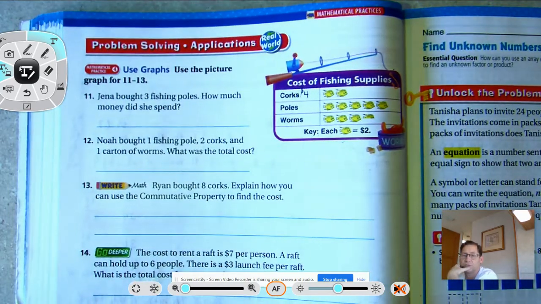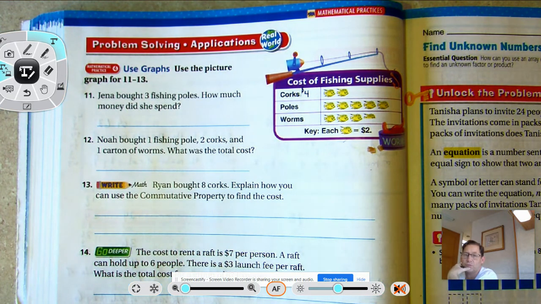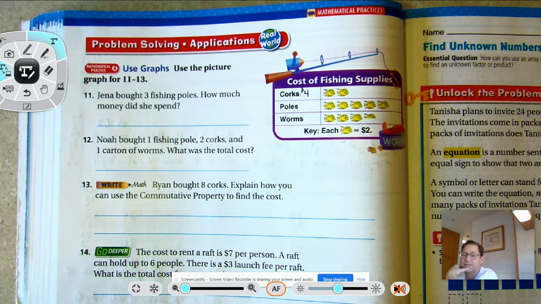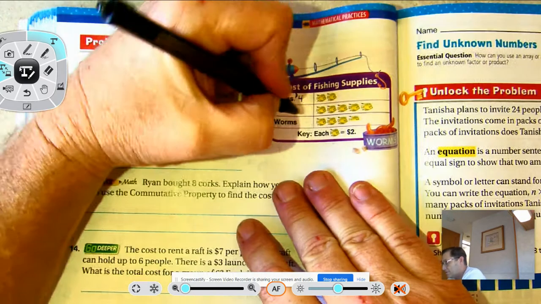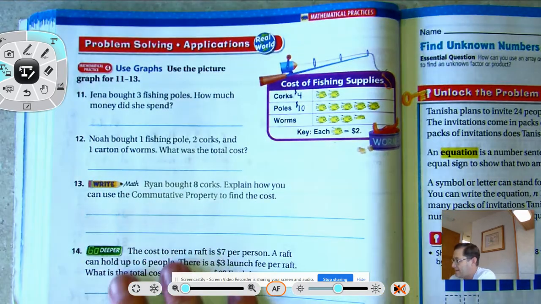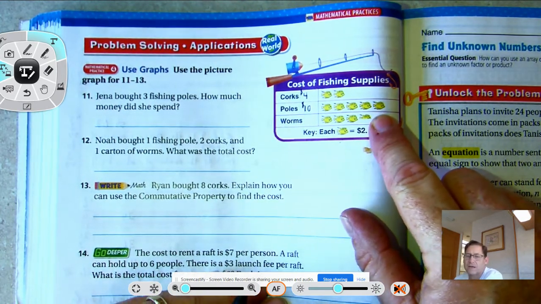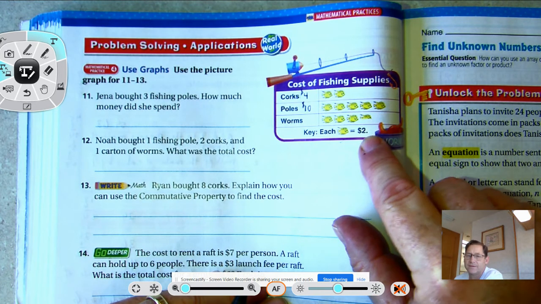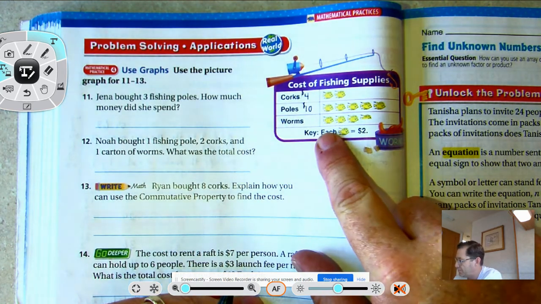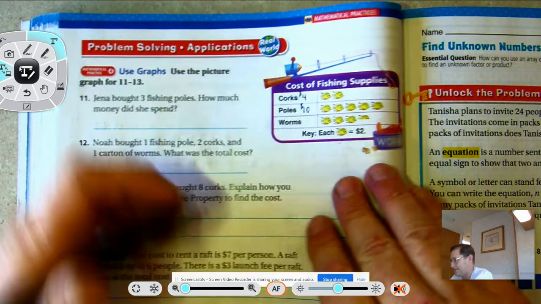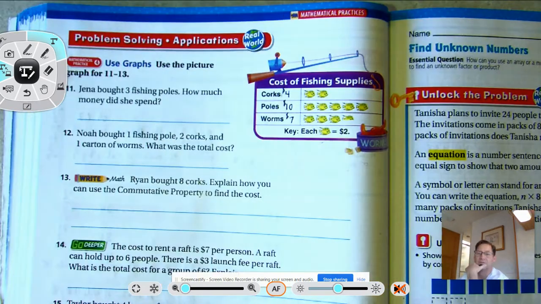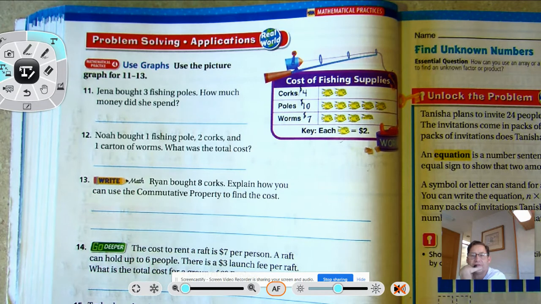Because there's 2 fish symbols. 2 plus 2 is 4, or 2 times 2 is 4. The fishing poles, 1, 2, 3, 4, 5 fish symbols. If every fish symbol is $2, that's 5 times 2, which is 10. And the worms, 1, 2, 3, and then there's a half a fish. How much would a half a fish in this table be? Well, if a full fish is $2, half of 2 is 1. All right, so 2, 4, 6, $7.